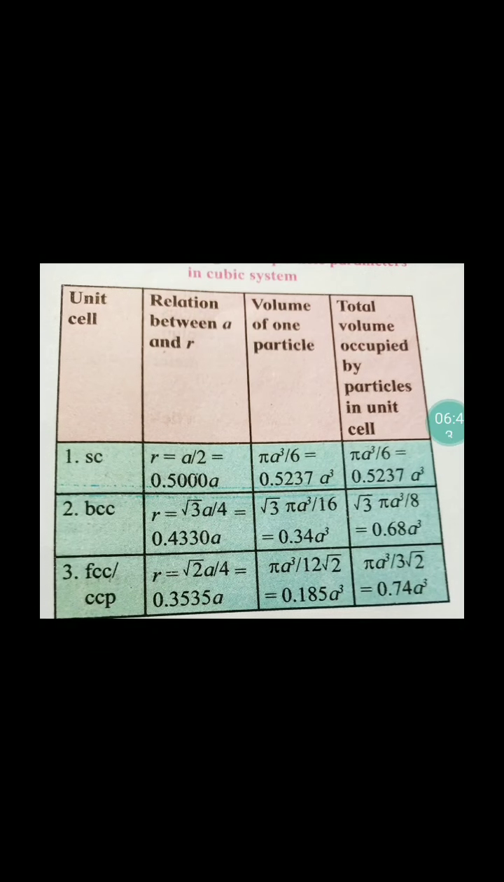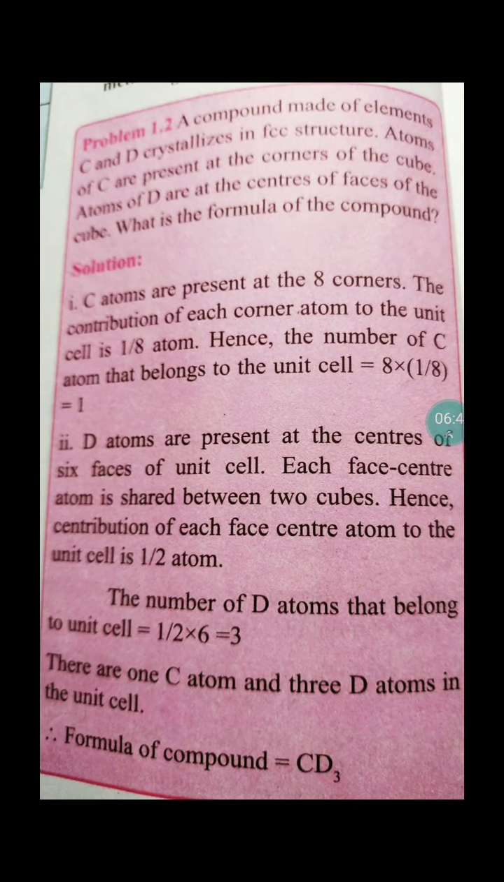So next one, we solve this problem. A compound is made up of the elements C and D. Just like NaCl has Na and Cl, and AlCl3 has Al and 3 Cl, similarly C and D are the elements. They crystallize in the face centered cubic structure, which means there are 4 units, 1 plus 3 units.